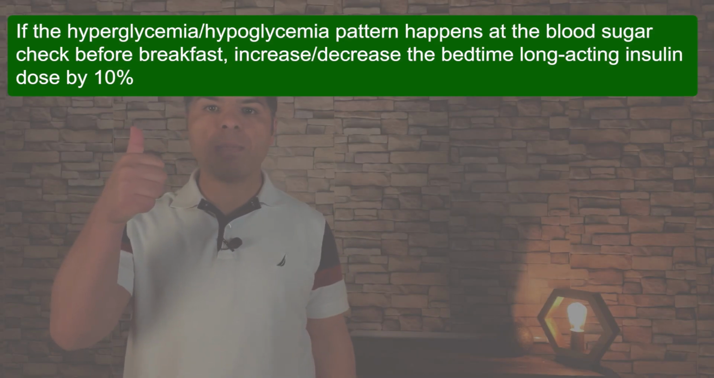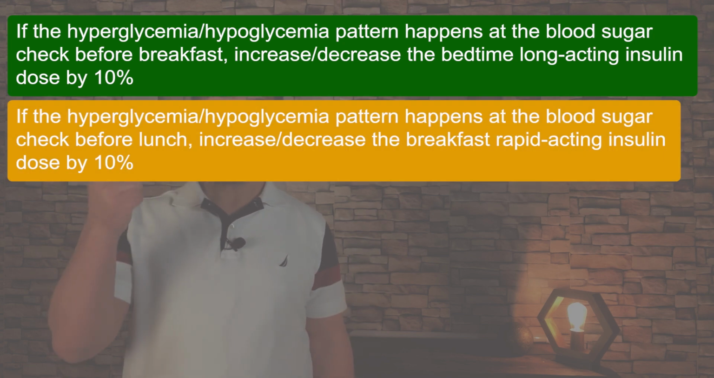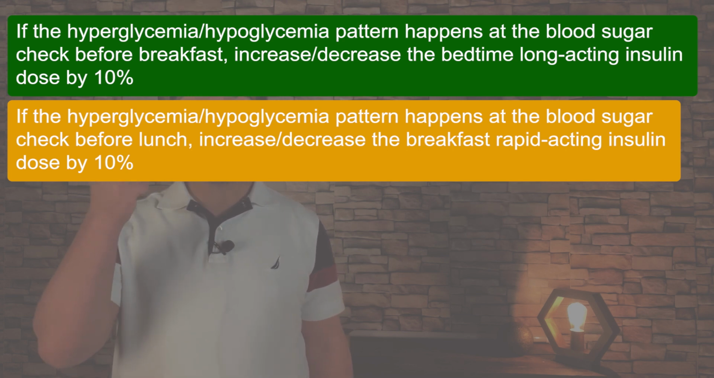Let's set some general guidelines here. If the hyperglycemia pattern happens at the blood sugar check before breakfast, increase the bedtime long-acting insulin dose by 10%. If the hyperglycemia pattern happens at the blood sugar check before lunch, increase the breakfast rapid-acting insulin dose by 10%.